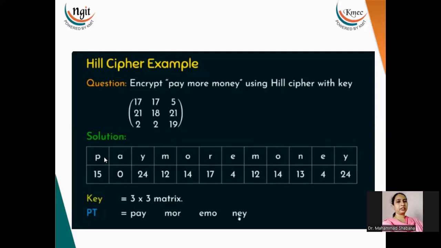Let us suppose A value is 0, E value is 4. Like this we take each alphabet to its corresponding number. The key we are taking is a 3 by 3 matrix, and we take the plain text in the form of P1, P2, P3, P4. So P1 is PAY, P2 is MOR, P3 is EMO, P4 is NEY. And these are the key matrix and their corresponding letters. So P value 15, A value 0, Y 24, M 12, like this we are taking.